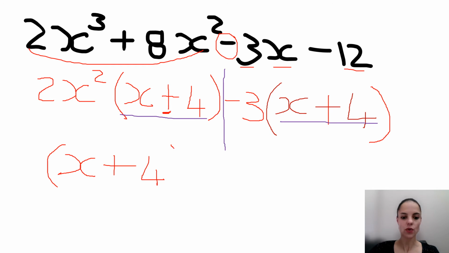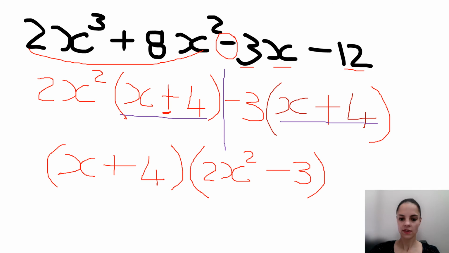Now remember, it is already taken out, so it cannot be written again. So all that you have to look at is what stays behind. The 2x squared stayed behind and the negative 3. So this bracket has a 2x squared, and here is the minus 3. And there it is factorized.